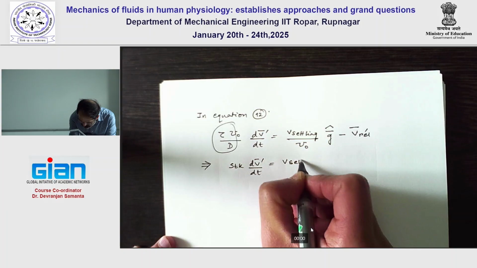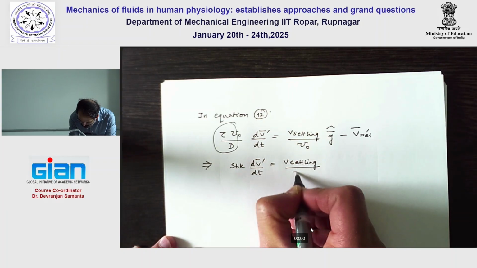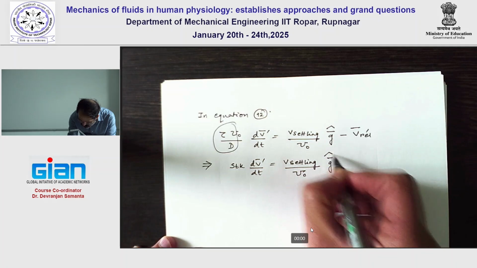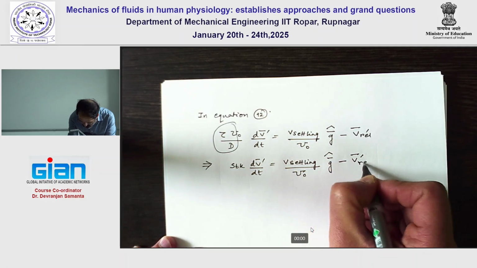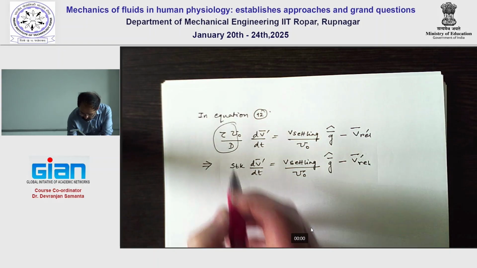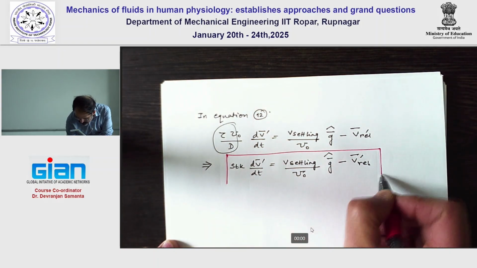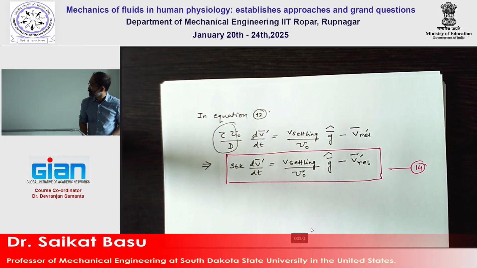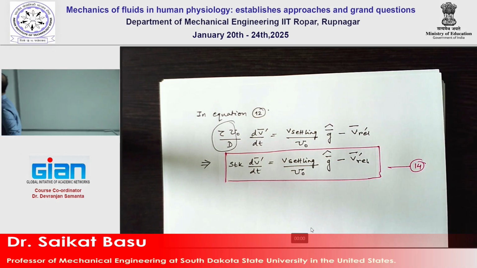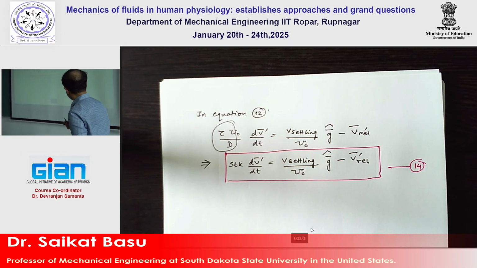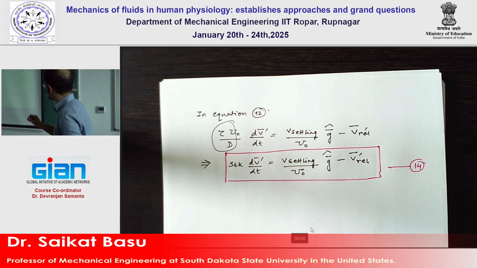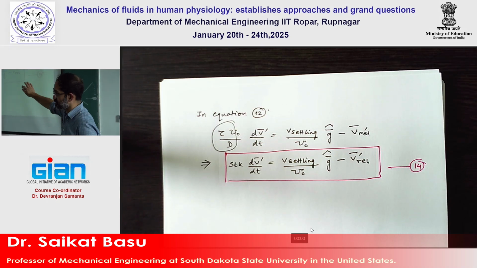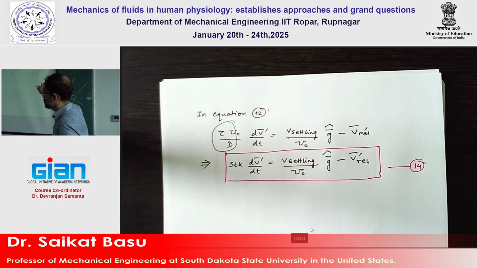is V settling over u naught, g bar prime minus v relative prime. So let's block this equation out again. Let's call it equation 14. So this is finally the non-dimensionalized version of the equation of motion of spherical particles moving through a fluid. We have considered all the terms. We have not left out the g term, the v relative, the inertial term is still there, and we have everything else that we need in the more generic version.